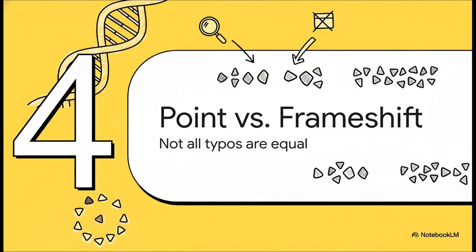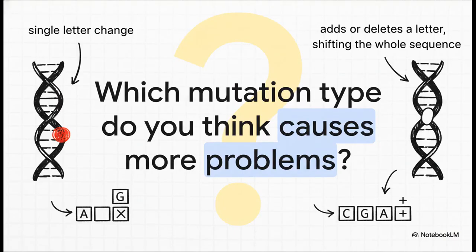There's a world of difference between changing one letter and, say, deleting one completely. So let's compare the two big types of mutations. Before I just give you the answer, think about it for a second. One typo just swaps a letter. The other one adds or deletes a letter, which shifts the whole rest of the sentence. Which one sounds like it would cause more chaos?